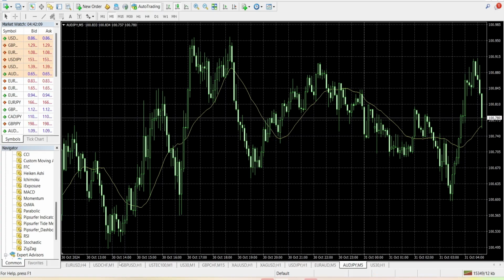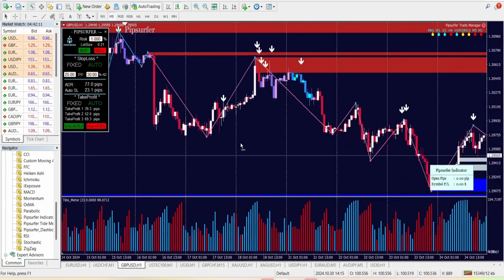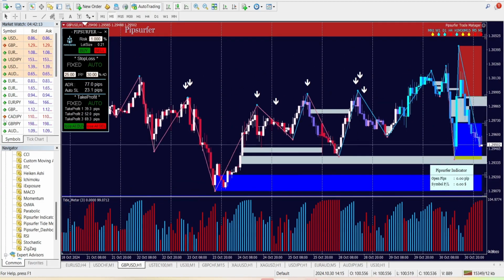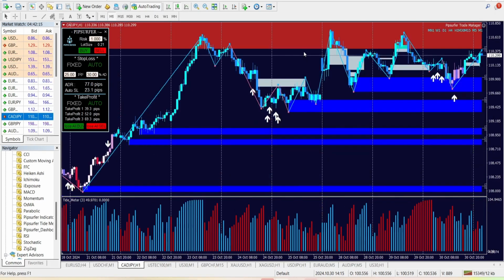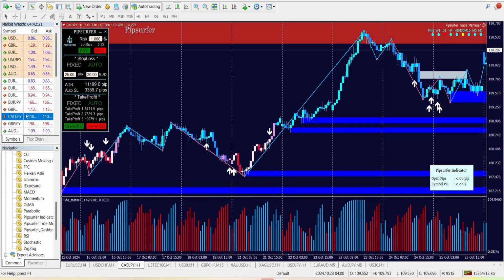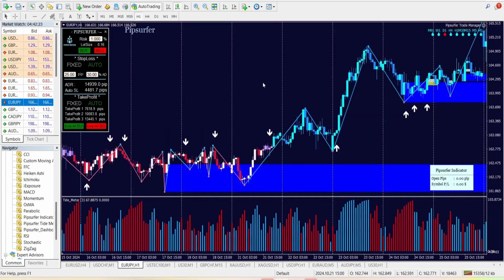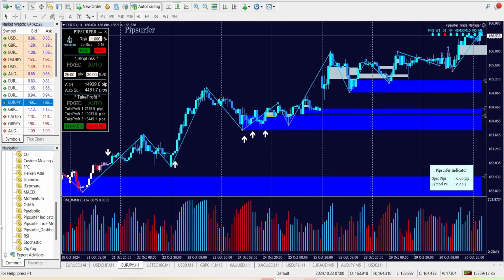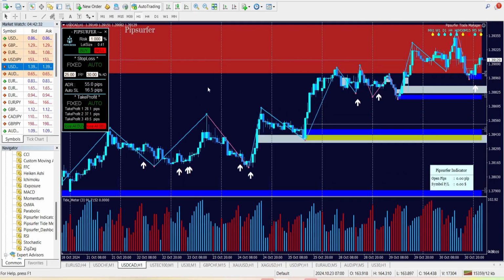But if you have the Pipsurfer software, all of that's done for you. It makes it easy. Even if I switch charts to a different pair, it goes right into it and analyzes it automatically. See how I just switch charts? I'll switch it again. So I'll switch it from CAD JPY to Euro JPY. Very seamless software. See, USD CAD.